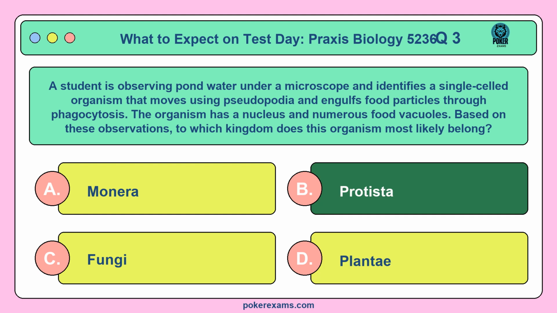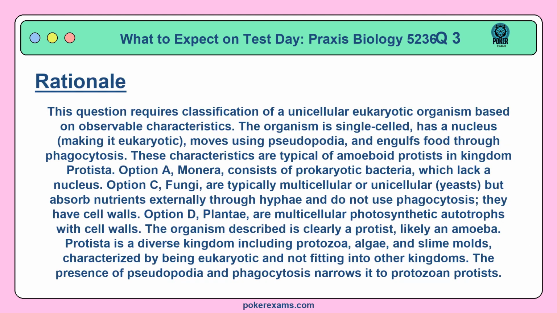The correct answer is B. This question requires classification of a unicellular eukaryotic organism based on observable characteristics. The organism is single-celled, has a nucleus, making it eukaryotic, moves using pseudopodia, and engulfs food through phagocytosis. These characteristics are typical of amoeboid protists in kingdom Protista.